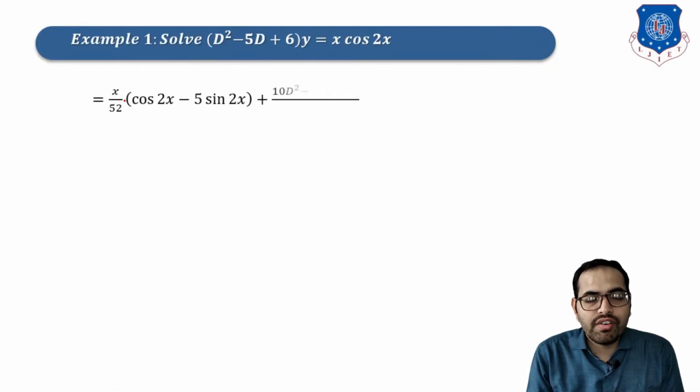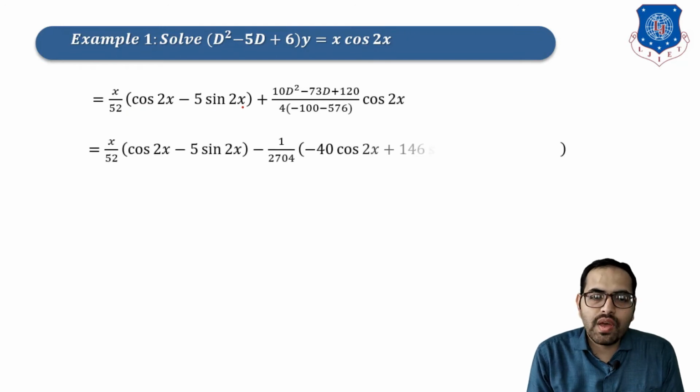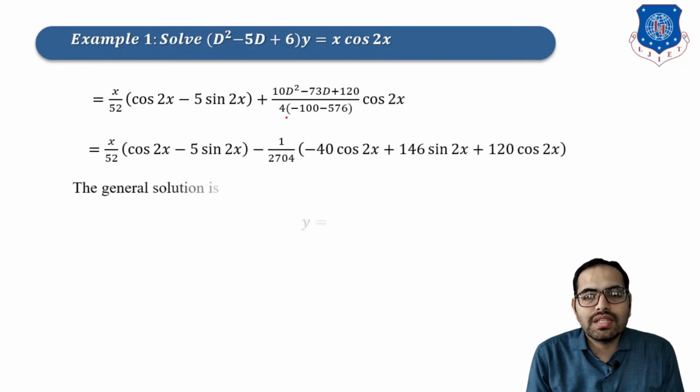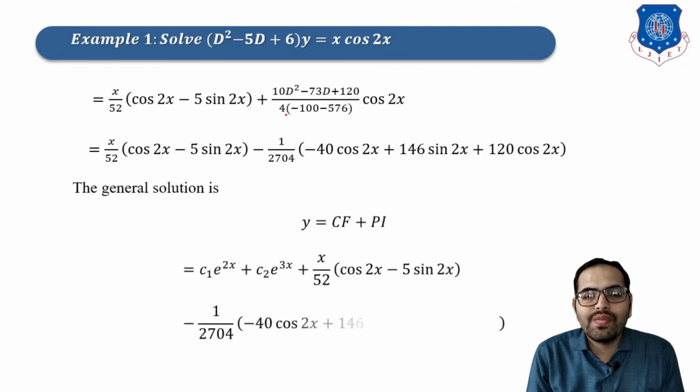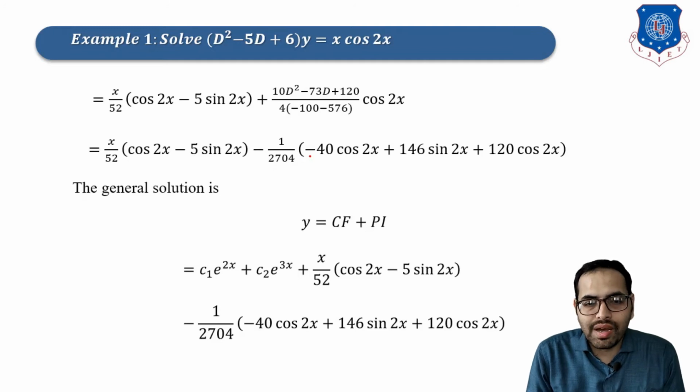See, the first term is kept as it is, x by 52 into cos 2x minus 5 sin 2x, plus the second term which is 10d square minus 73d plus 120 divided by minus 100 minus 576, cos 2x. Adding those terms and multiplying by 4, the minus sign will be common out, then minus 1 upon 2704.